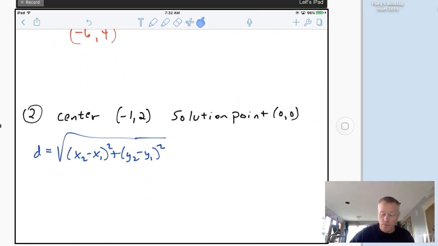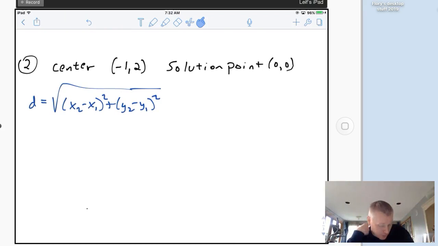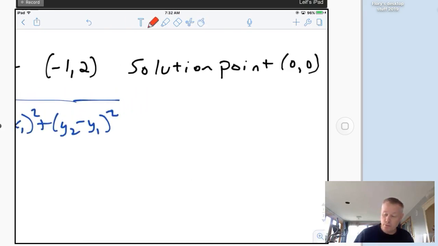This one, the center is at negative 1, 2, and the solution point is 0, 0. When they say solution point, it took me a moment for that. That's really just a point on the outside of the circle.